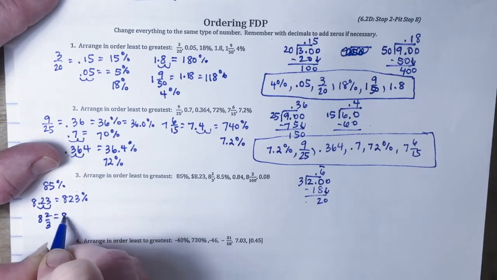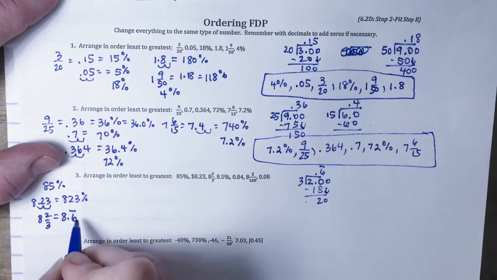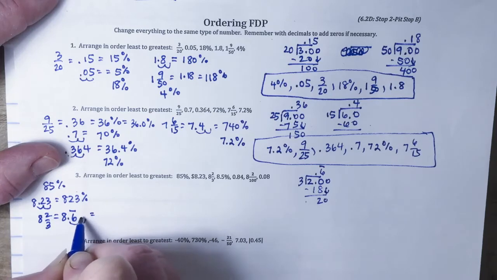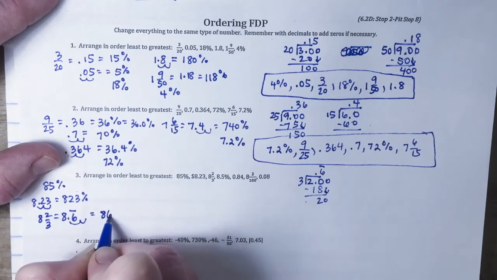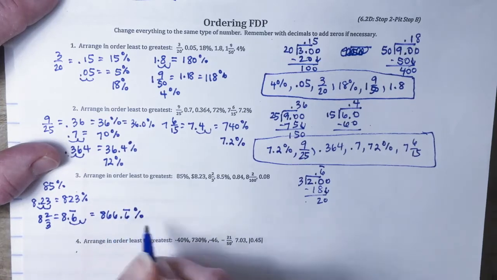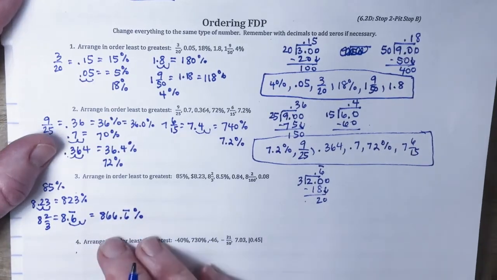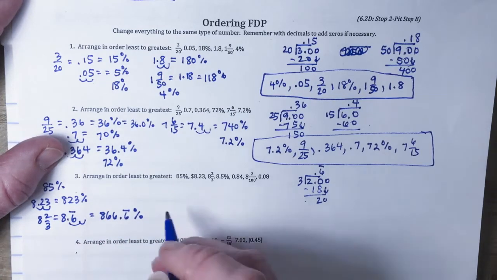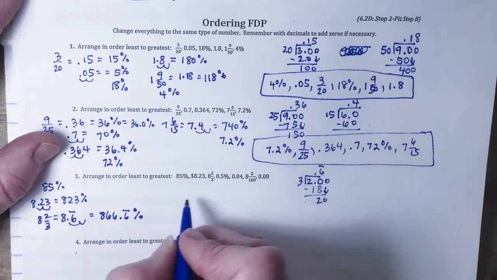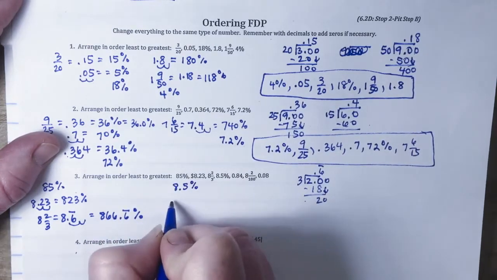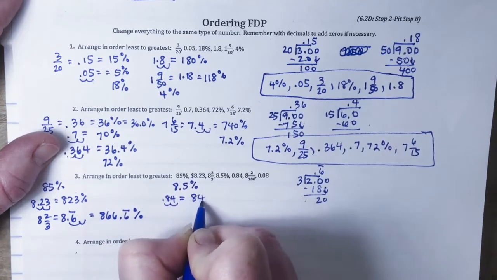I can rewrite it as 8.6 repeating, but to move my decimal place 2 places, I'm going to have to add not a 0 this time, but a 6, so 866, and I'm going to show that it's going to continue to repeat. So 866.6 repeating percent. And then I see 8.5%. I don't need to change that one. 0.84. If I move it 2 places, I get 84%.